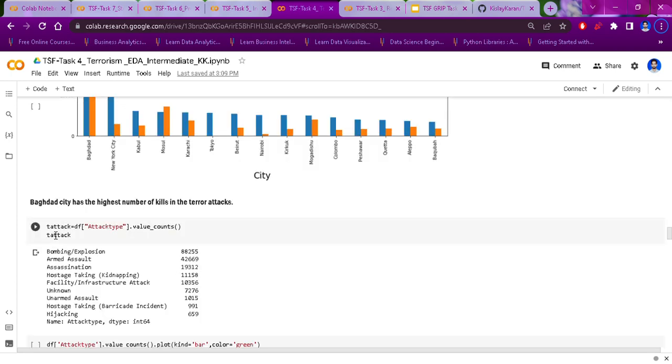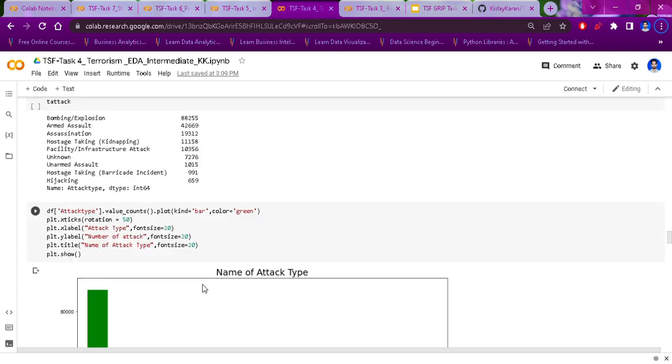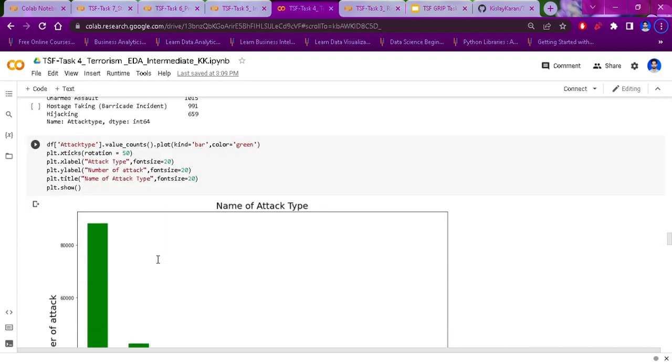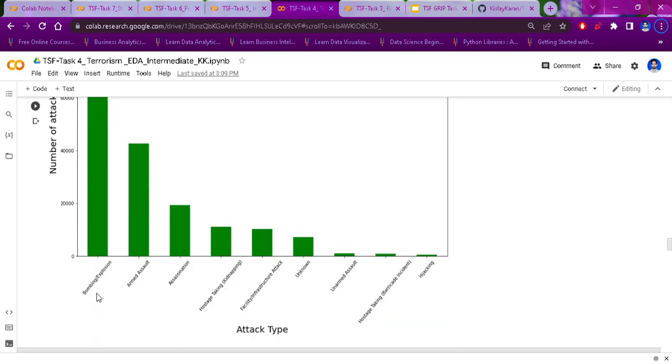Then we'll be doing the final analysis about what the attack types are and the counts of terror attacks based on the attack types. Bombing and explosions are being performed mostly by the terror groups, followed by armed assault and assassinations. Hostage taking and kidnapping is the fourth, and facility infrastructure attack is the fifth. Over here we'll be performing it based on the number of counts. Bombing and explosion shows the highest number, followed by armed assault and assassination.